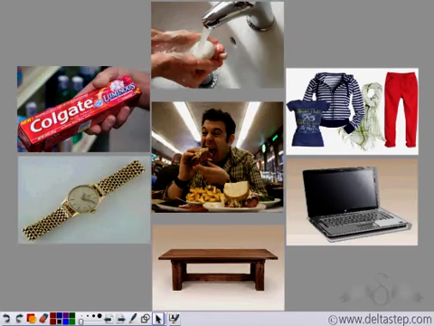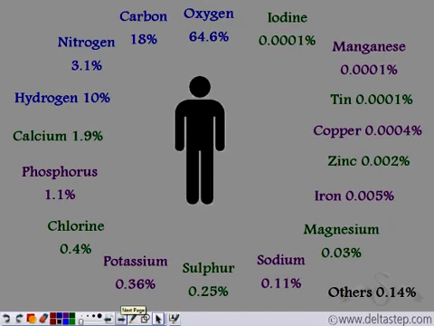118 elements have been discovered so far. Right from the morning when you brush your teeth, to the soap you use, to the clothes you wear, to anything that you eat. Everything is made up of these 118 elements, and that includes us also. We are mainly made up of oxygen, carbon, nitrogen, and hydrogen. The remaining elements are present in lesser quantities.